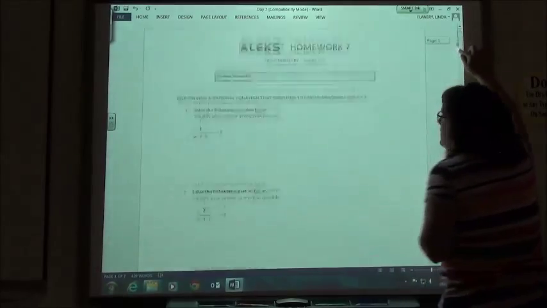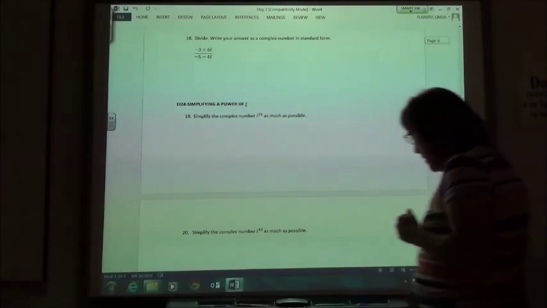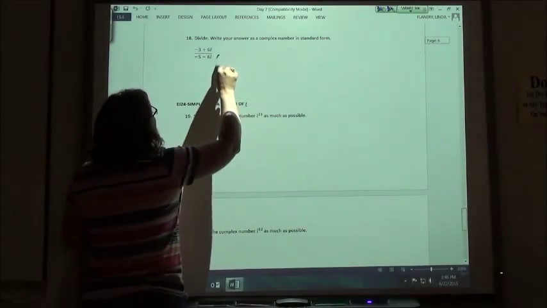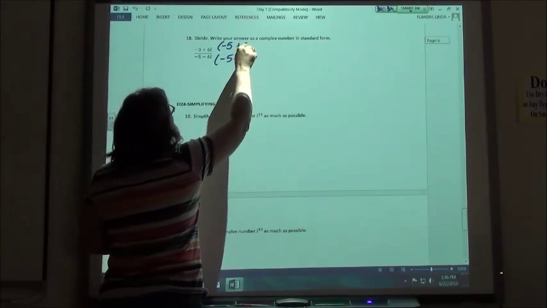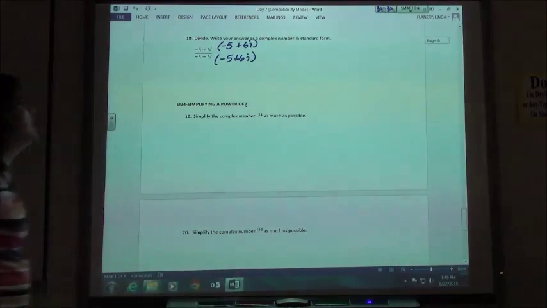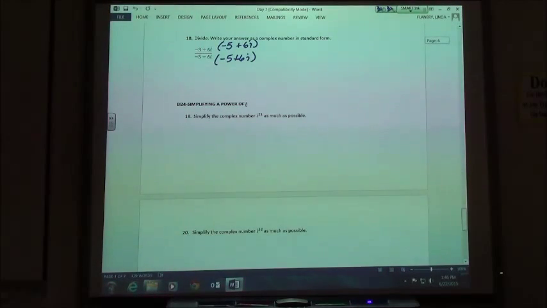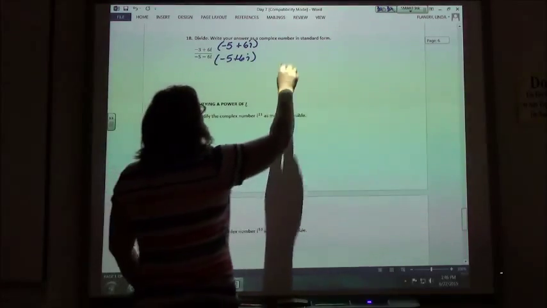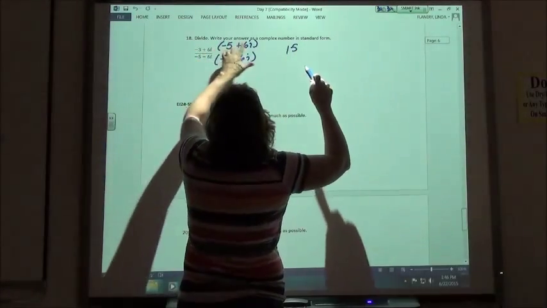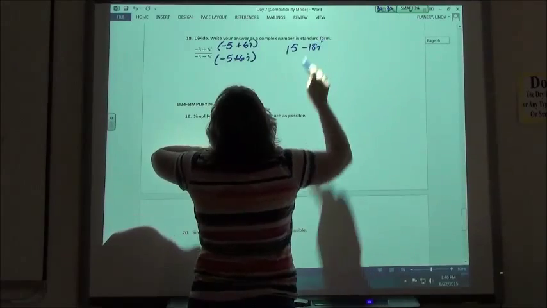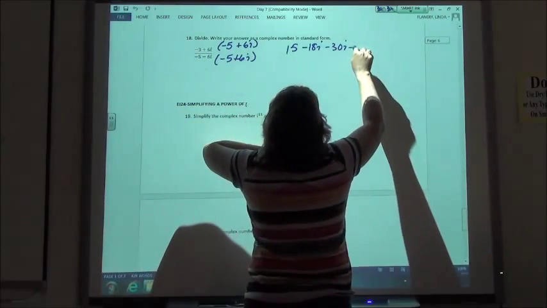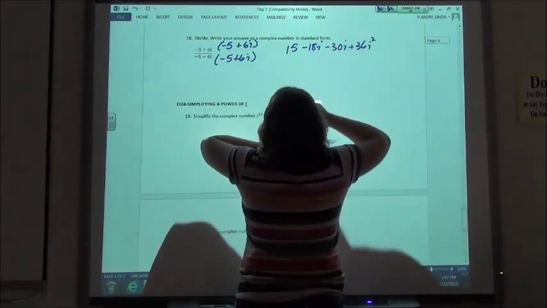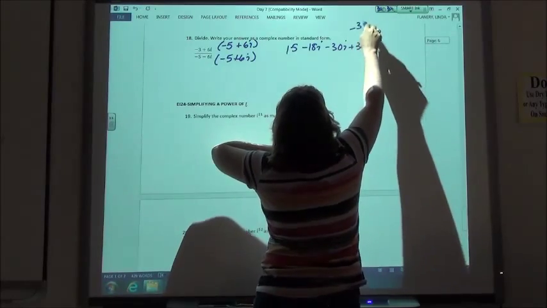One more of those. So number 18, my conjugate, I'm going to use -5 plus 6i. Same two terms, just the sign in front of the imaginary part changes, not on the real number part. So foiling, -3 times -5 is 15. Then I'm going to have a minus 18i, and on the inside a minus 30i. And then my last, a positive 36i squared. That's going to be -1, so I'm going to have a minus 36.